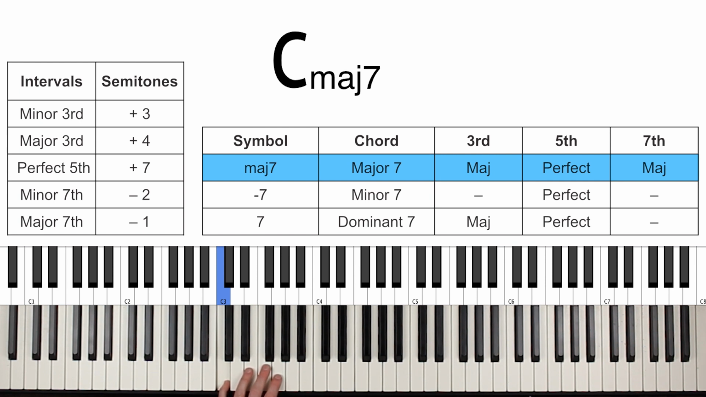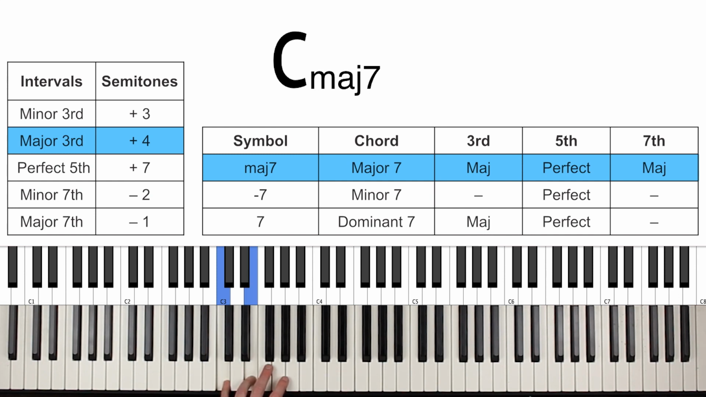If I want to find the 3rd of C major 7, the chord table tells me that major 7 chords have a major 3rd. And the interval table reminds me that a major 3rd is 4 semitones above the root. So C major 7 has a major 3rd, which is 4 semitones above C. 1, 2, 3, 4. Great.